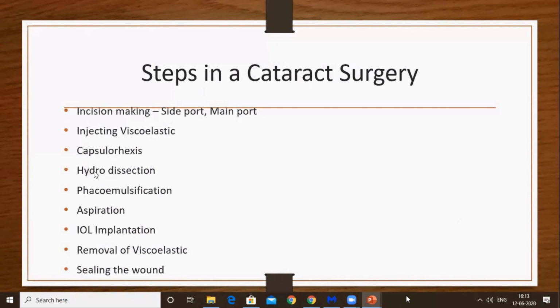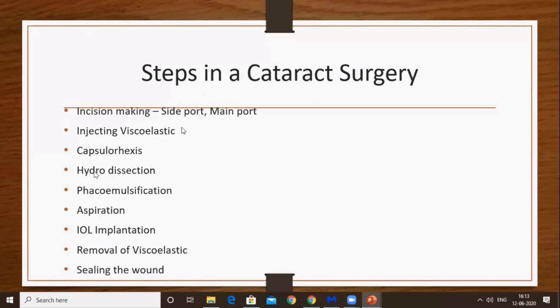In the first step of a cataract surgery, after applying the local anesthesia, the doctor will make the incision. There will be two incisions, which are nothing but a side port and a main port. Through the main port only, the doctor will inject the IOL inside the eye. Through the side port, they will inject some cannulas, which will help the doctor to do the phaco techniques.